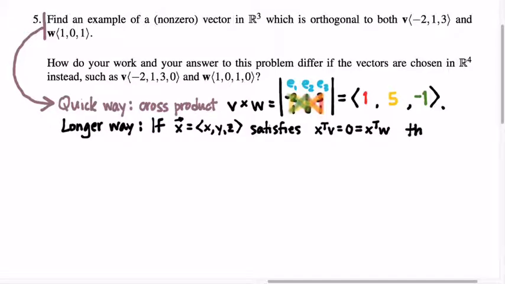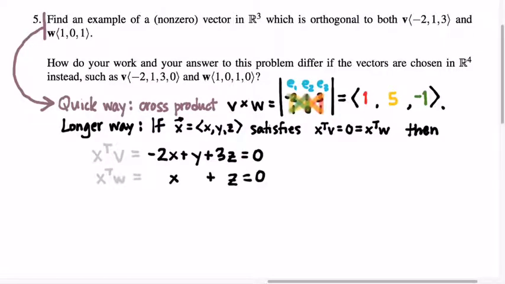And what that does is it gives me a system of 2 linear equations. X transpose v is going to be negative 2x plus y plus 3z. That's got to be 0. X transpose w will give me 1x plus 0y plus 1z. That has to be 0. And solving this underspecified linear system can give me the vector that I'm looking for.